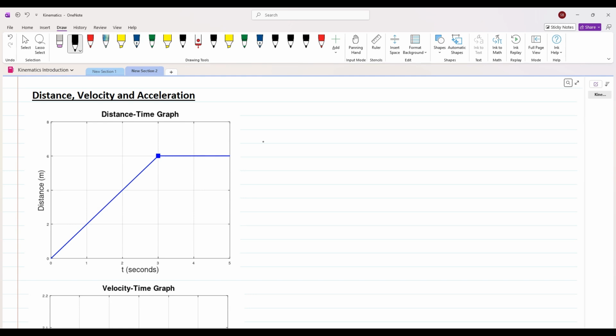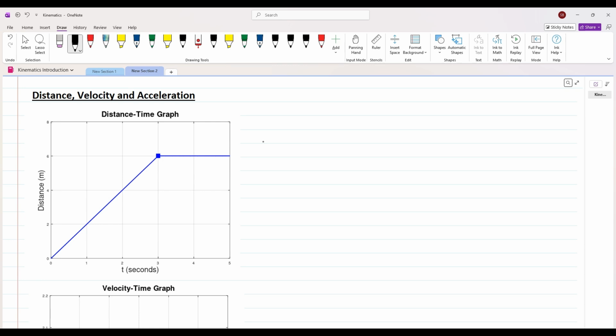Now let us look at some graphs that show the relationship between distance, velocity and acceleration. Graphs for these are always measured with respect to time. Time is nothing but the interval between a starting time and a final time. So we have the distance time graph here on the left. This graph is a straight line graph with time on the horizontal axis and distance on the vertical axis. Because the line is straight or linear, the object is travelling with a constant velocity.